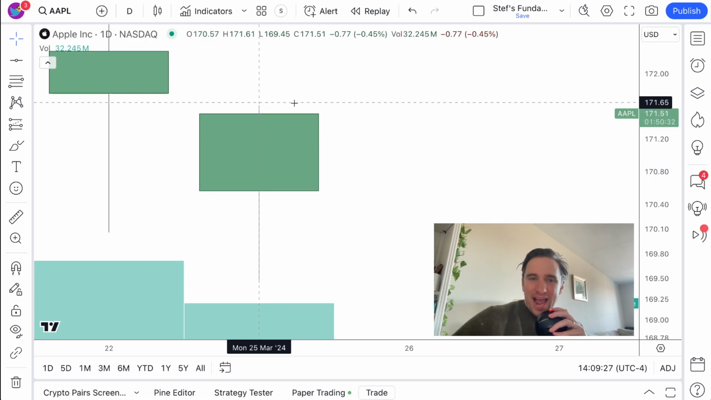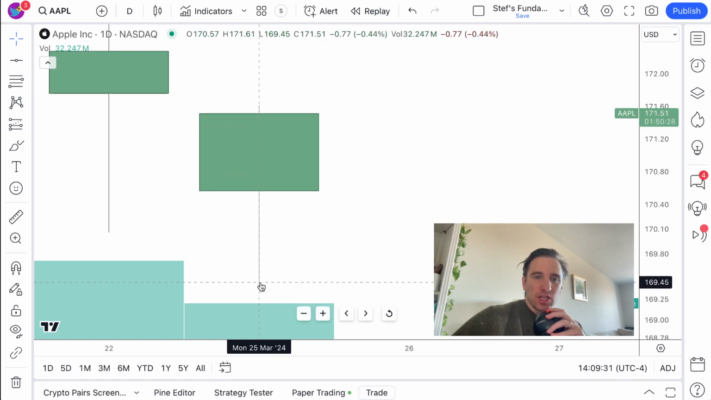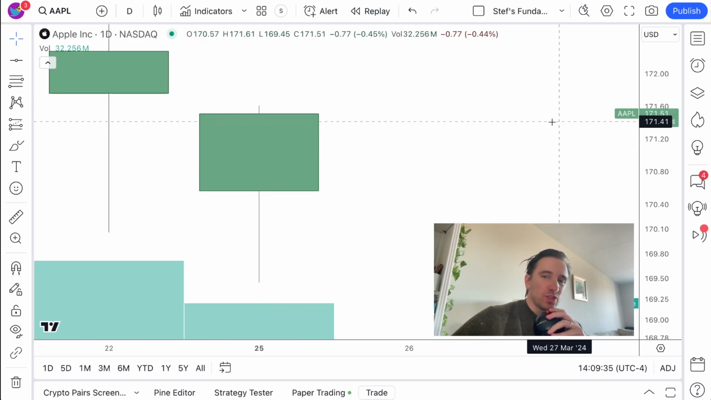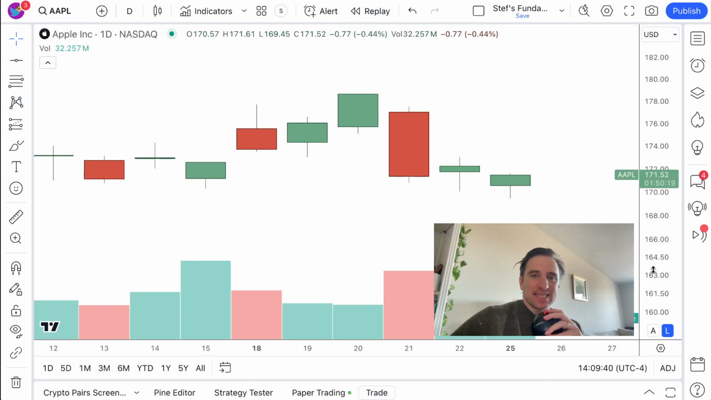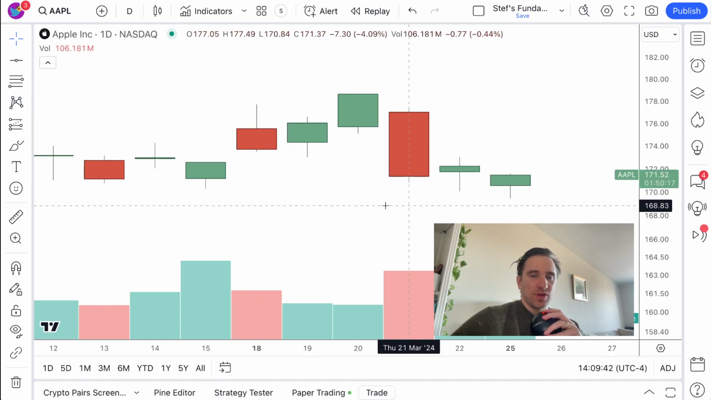And he could see the highs of the day. The very top of this candle is 171.60. The very lows of the day is 169.44. So a candlestick shows you all of that information. If you don't know how to read candlesticks, this is the key starting point to reading them.